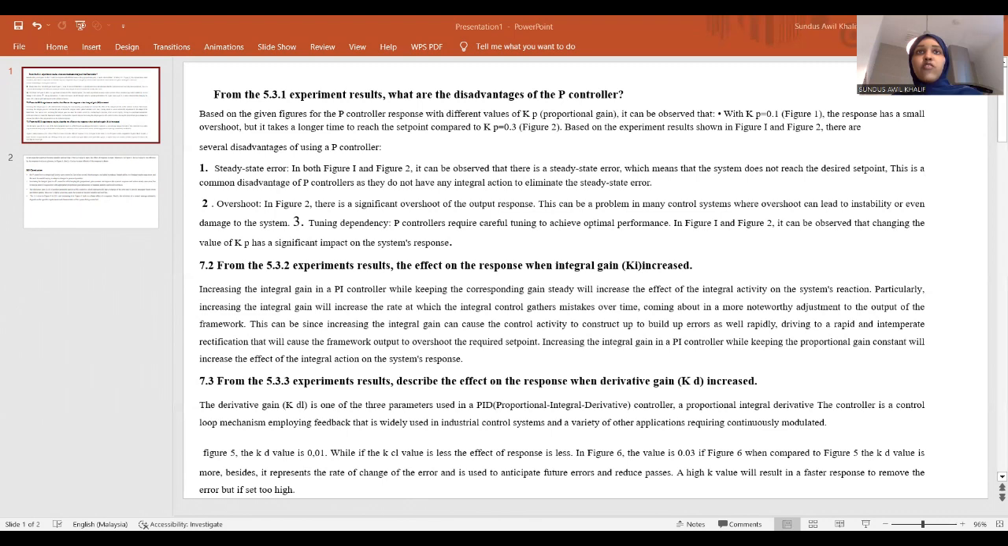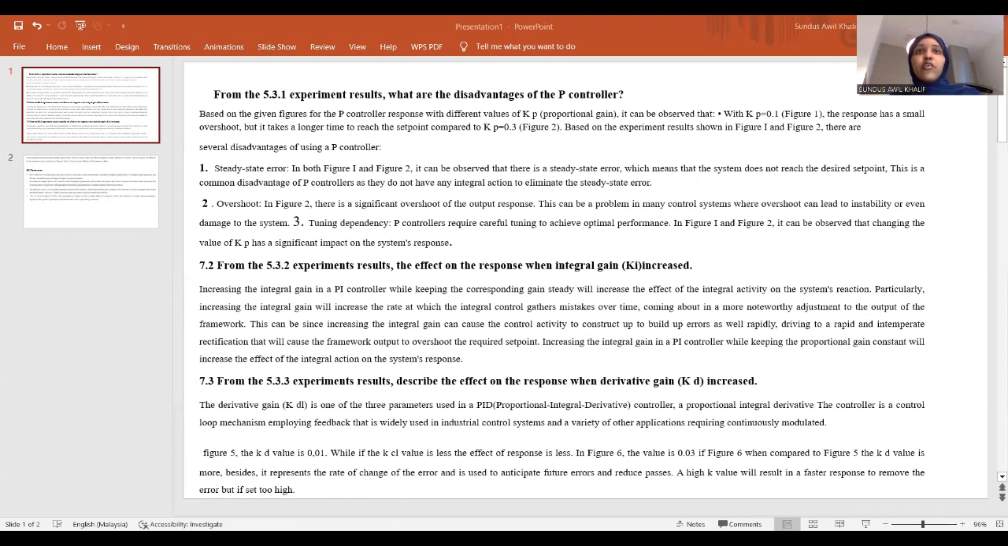In both figure 1 and figure 2, it can be observed that there is steady state error, which means that the system does not reach the desired set point. This is a common disadvantage of P controllers, as they do not have an integral action to eliminate the steady state error. Second one, overshoot. In figure 2, there is significant overshoot of the output response. This can be a problem in many control systems, as overshoot can lead to instability or even damage to the system. Third one, tuning dependency.